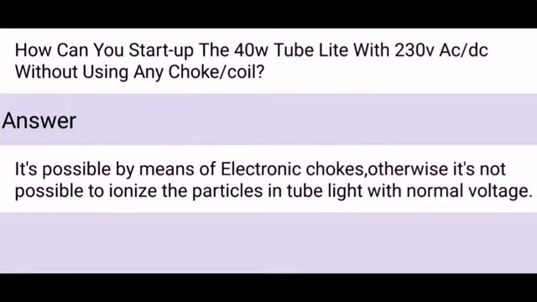How can you start up a 40-watt tube light with 230 volts AC/DC without using any choke or coil? It's possible by means of electronic chokes. Otherwise, it is not possible to ionize the particles in the tube light without normal voltage.